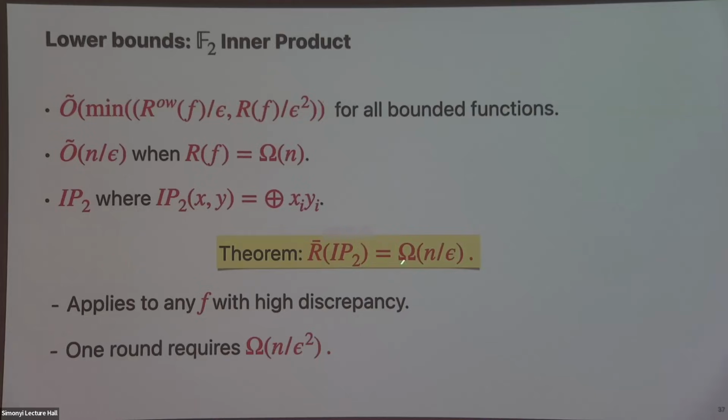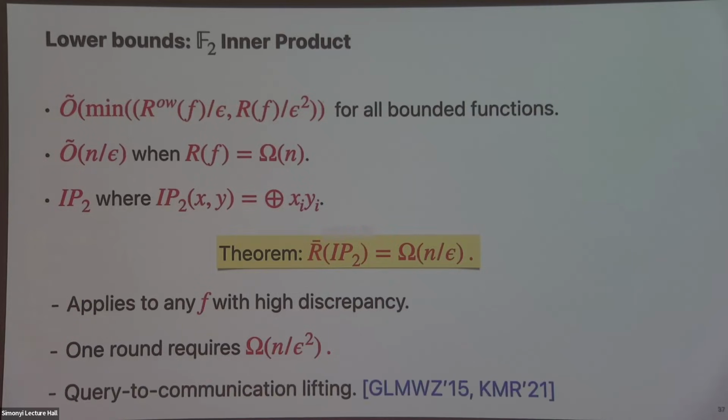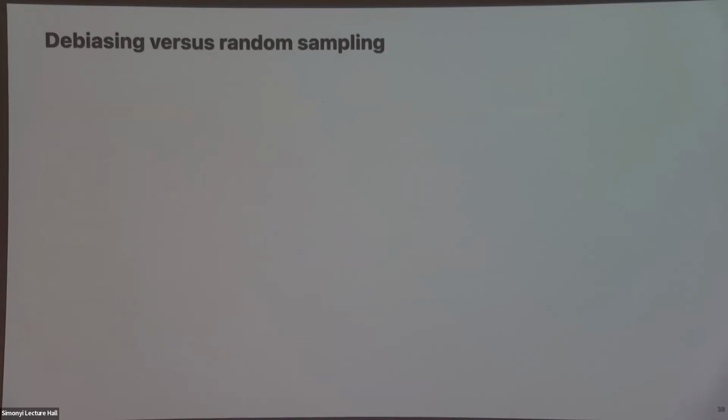If you only allow one round, then debiasing needs two rounds, because as we said, there's something that Alice needs to do, something Bob needs to do. Random sampling didn't need that. And if you only allow one round, then random sampling is optimal. You need n over epsilon squared. Now, we do a lot of heavy lifting in this proof, but we also borrow a lot from the query to communication lifting literature, which Prasad, Raghu, and their co-authors have been working on for many years now. So this is a technically very involved proof.